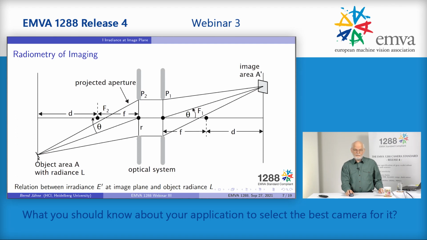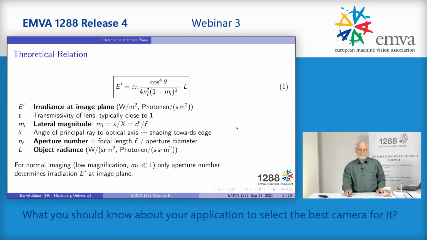And so the question is, what does it depend on? Of course, the irradiance is proportional to the radiance of the object. And we can immediately see if we make the aperture wider, so that more light enters, then we will have, of course, more light. And to put that into an equation, I show you this equation here, which at first view looks a little bit difficult, but actually it's not too difficult. We have here the irradiance at the image plane as a function of the radiance of the object.